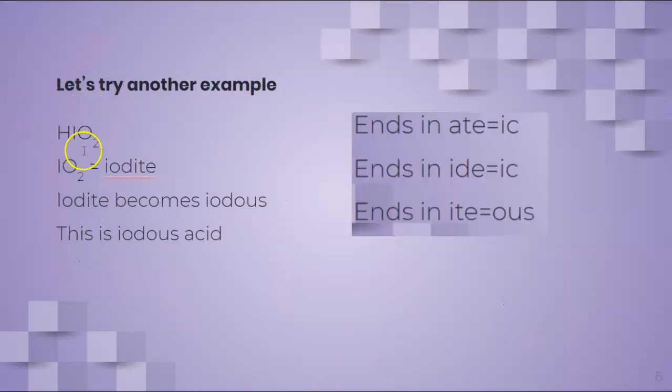This is a polyatomic ion. It's iodite. Looking at my ending rules, which you should have written down in your notebook, because these are going to be really, really important. Let's see. Ite. Ite becomes ous. So iodite becomes iodous. So then we're iodous acid. I know it's kind of weird sounding.